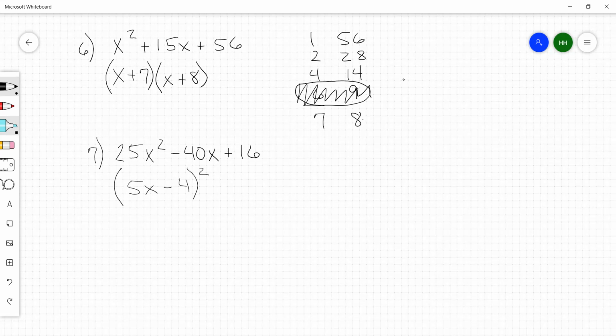Remember, the only time you can use that shortcut is when the first term is a perfect square and the last term is a perfect square. It's got to be either minus plus or plus plus. Plus minus doesn't work.